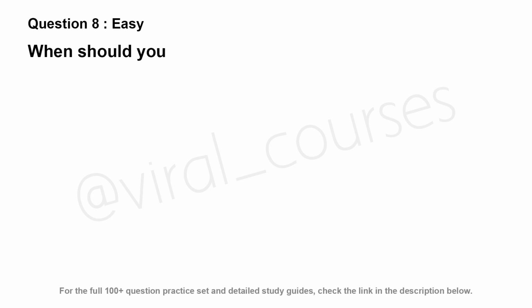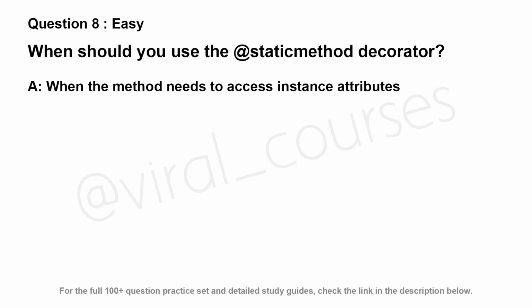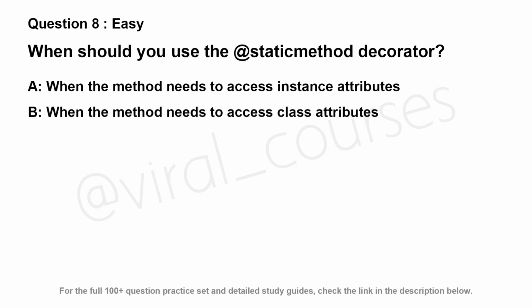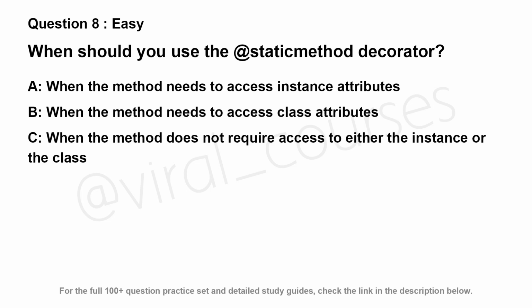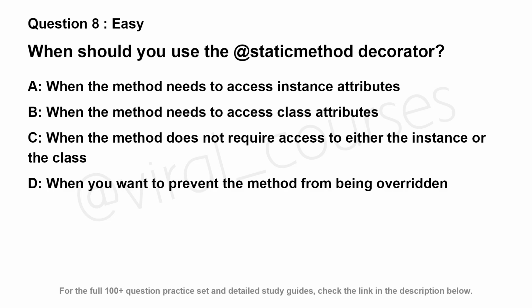When should you use the staticmethod decorator? Option A. When the method needs to access instance attributes. Option B. When the method needs to access class attributes. Option C. When the method does not require access to either the instance or the class. Option D. When you want to prevent the method from being overridden.